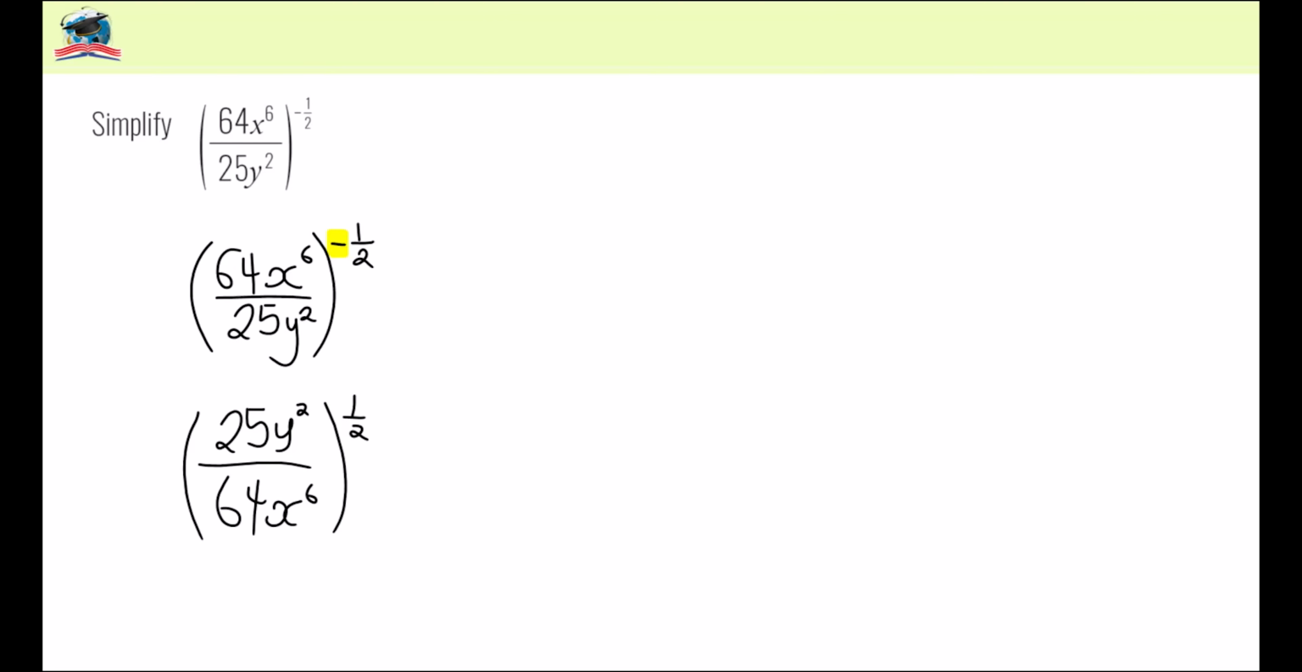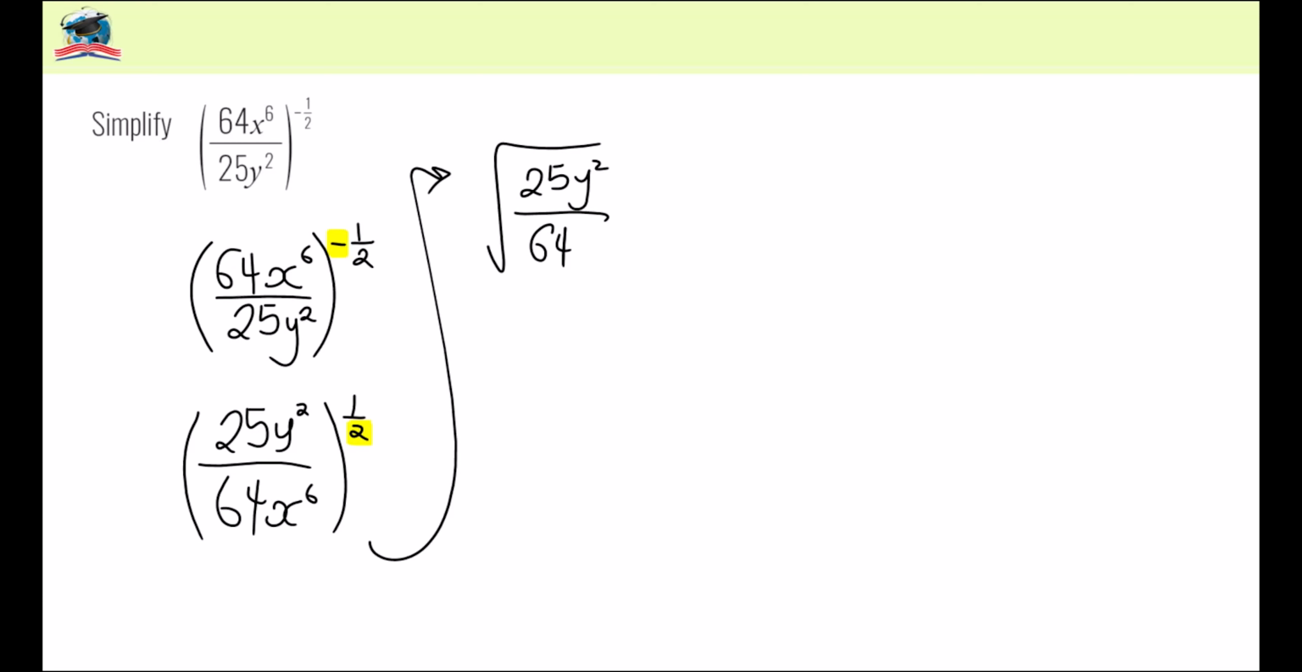The second step is we need to deal with this denominator here too, which means we're going to square root everything. We have 25 on the top, y to the power of 2, divided by 64 x to the power of 6. If we break this into two parts, we're looking for the square root of 25 and y to the power of 2 on the top, and at the bottom, the square root of 64 x to the power of 6.